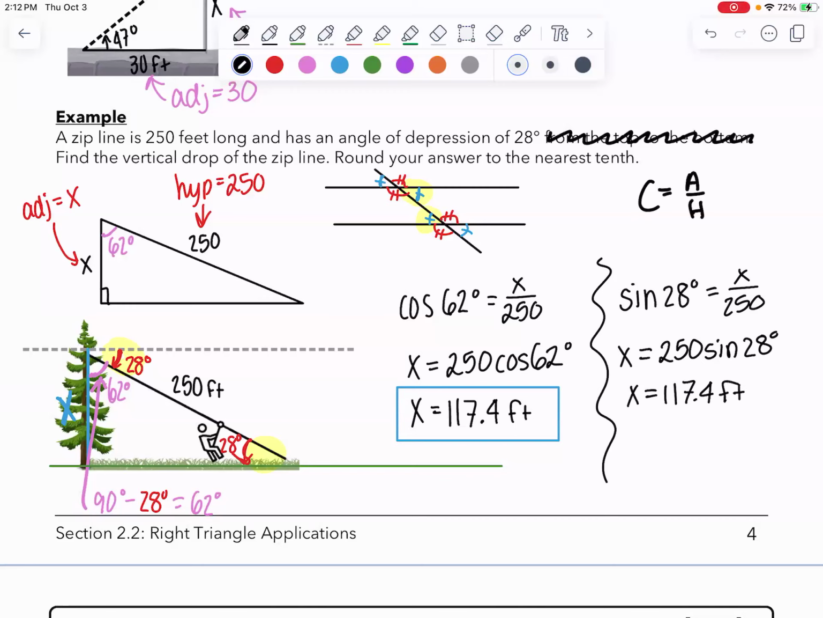Okay, so there you go, a little bit about angles of elevation and angles of depression. And then in the last video, we'll talk about word problems that involve multiple triangles.